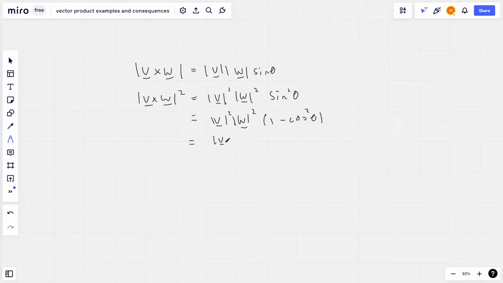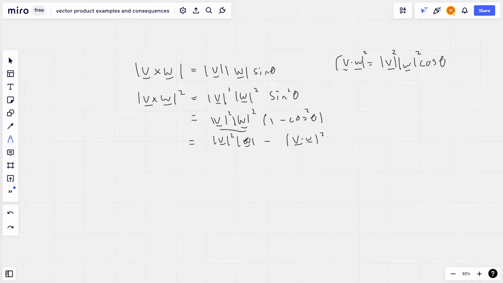And so we have this being equal to v dot w squared, because if we recall that this is equal to the magnitude of v times the magnitude of w times cosine theta. If we square all of this, we get the magnitude of v times the magnitude of w times cosine squared theta, or cosine theta squared, which is just these multiplied together.